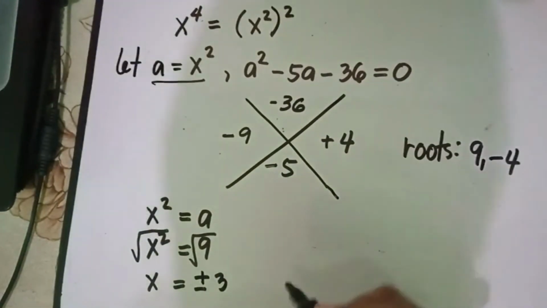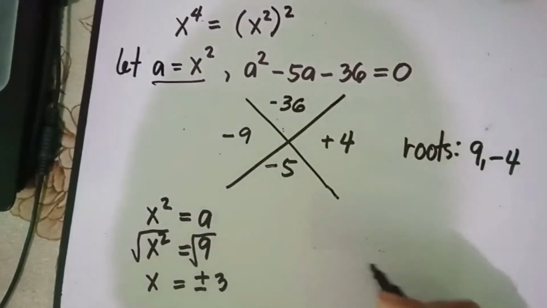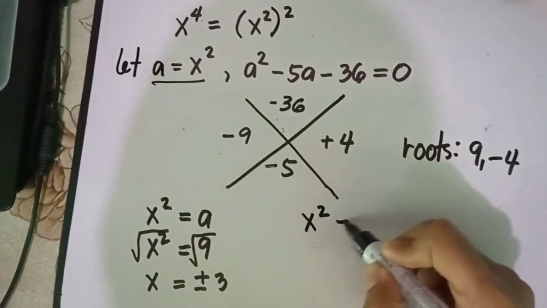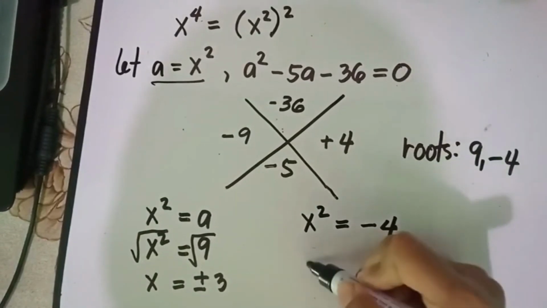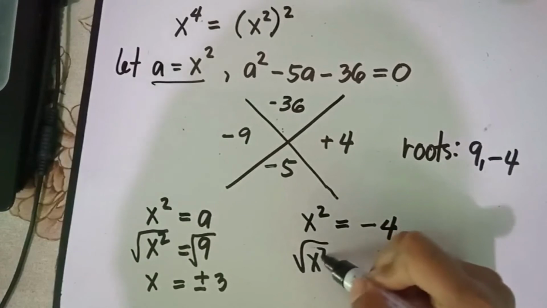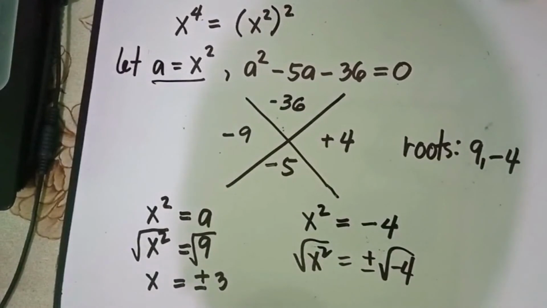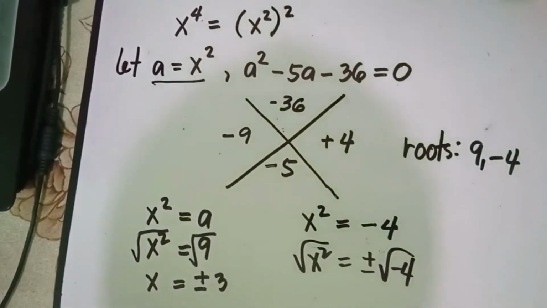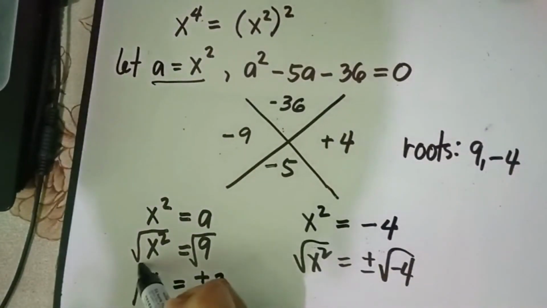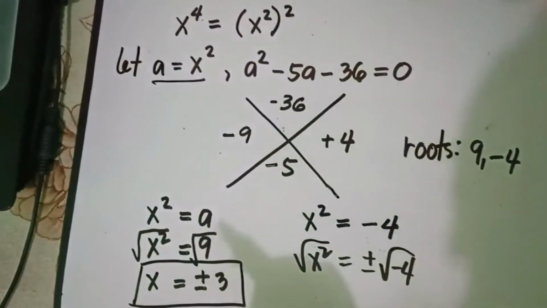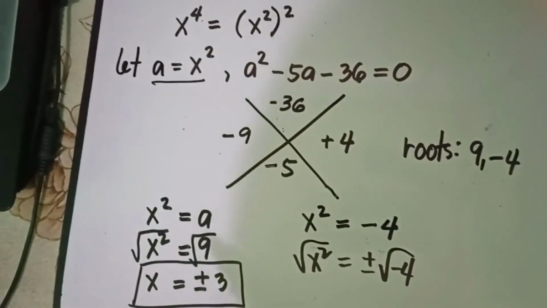Okay? While if our a is negative 4, we have x squared is equal to negative 4. So, pag in-extract natin ang roots, pwede ba? Hindi, right? A negative number has no square root. Okay? So, therefore, anong sagot natin? What are the roots of the original equation? We have x is equal to plus and minus 3. Okay?